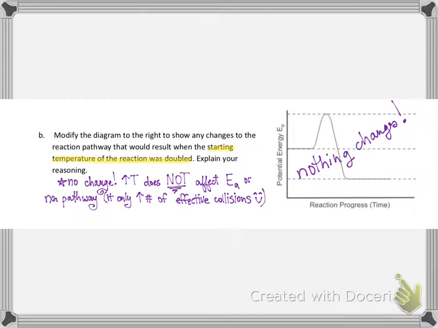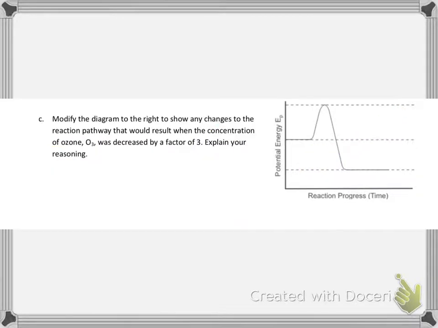Okay, so we have one more to look at. Part C. This one says, okay, that's great. Modify to show the change in the reaction pathway that would result when the concentration of ozone, which is one of our reactants, was decreased by a factor of 3, and of course, explain yourself. So, take a moment, draw delicious reaction pathways, and explain, and when you're ready to check, well, unpause the video.